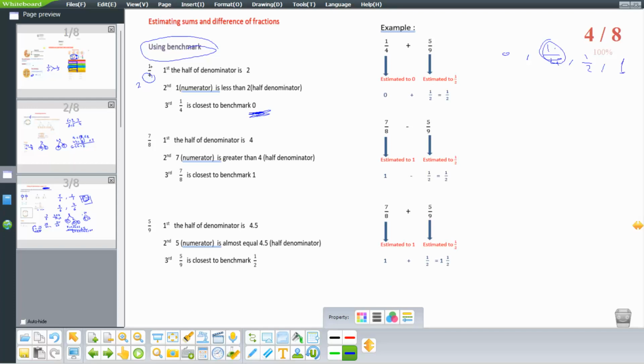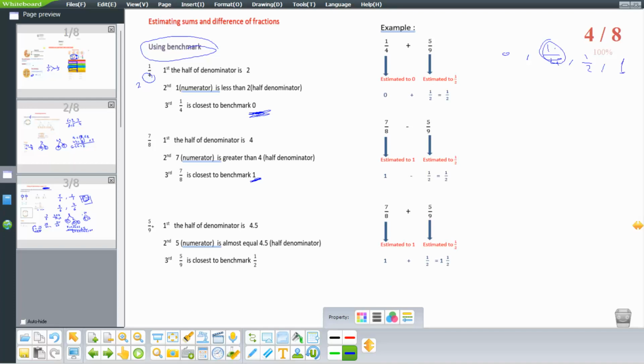If the numerator is smaller than half the denominator, it means it is closest to 0. Okay, here 7 and 8. The half of 8 is 4, and 7 is greater than 4. So it's closest to the benchmark 1.